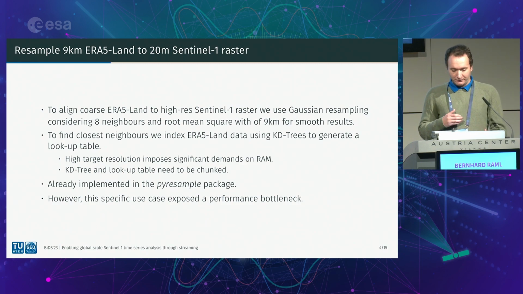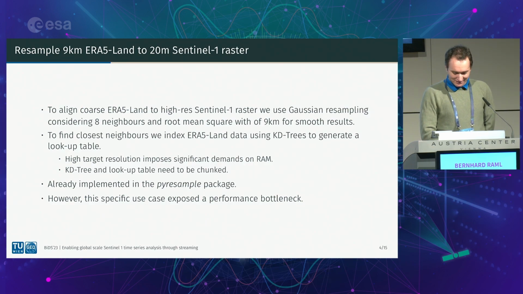And we have to resample or realign this with our Sentinel-1 raster data. And to do that, you need a lookup table. And to create a lookup table, you need a spatial index, like a KD tree. But because of the large images and the high resolution, it has a very significant demand on your memory. So we create this lookup table in chunks. Luckily for us, the open source PyResample package already does that for us.